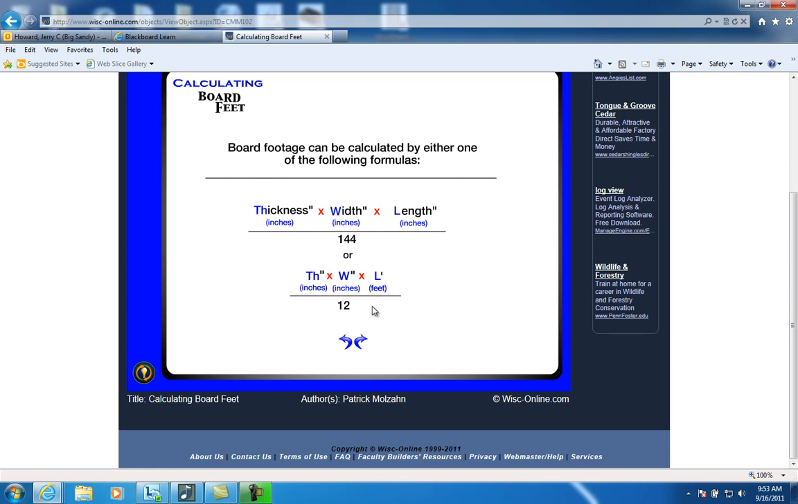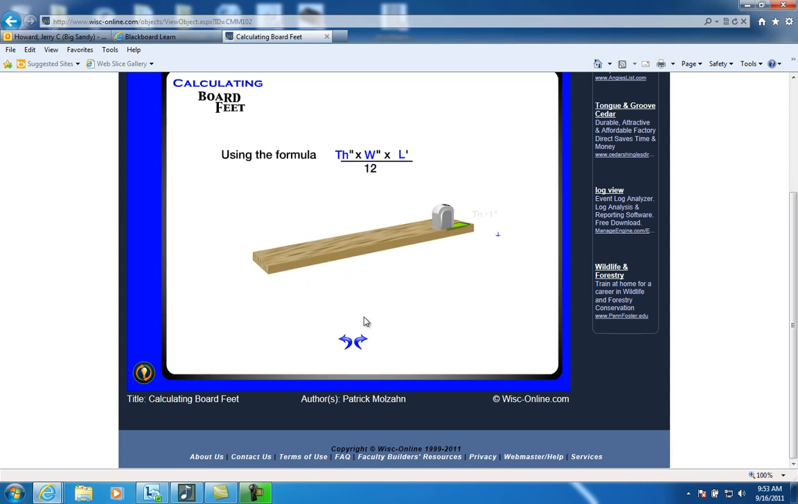Whereas this one is the most useful in my opinion. You've got thickness in inches, width in inches, and your length in feet, because most of the time your boards are going to have a pretty long length and they're going to be measured in feet, and then you divide it by 12. So we're going to do a couple of them.